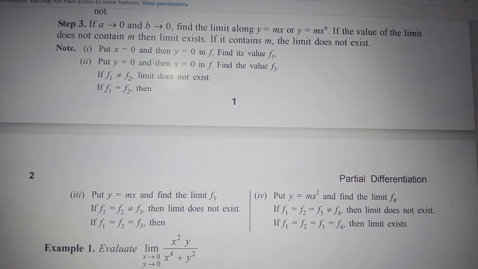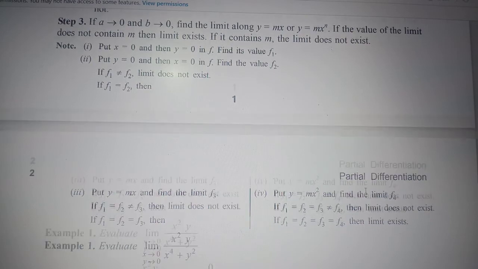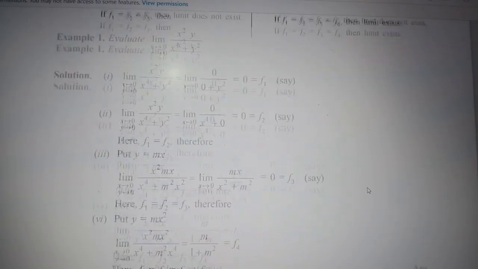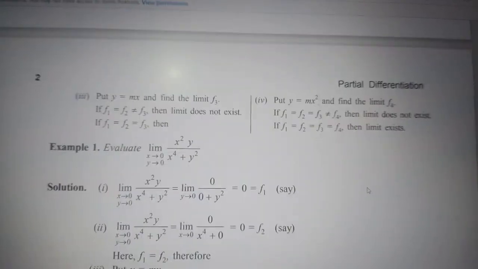So in the first method, we put y is equal to 0, then x equal to 0, and in the next step, first y is equal to 0, then x equal to 0, and find the functions, and then put y is equal to mx. If they are equal, we continue the process. And y is equal to mx square also we substitute, and if they are equal, the limit exists.